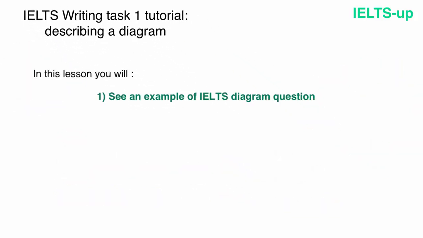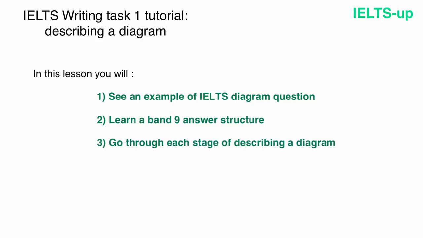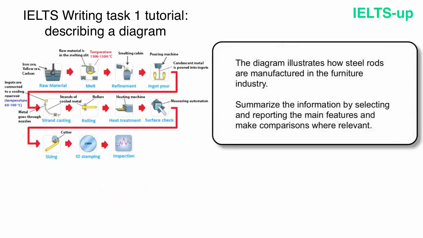In this lesson, we're going to see an example of a diagram question, learn a Band 9 answer structure, go through each stage of describing a diagram together, then learn useful vocabulary and produce a Band 9 answer. And here's how a writing Task 1 question with a diagram may look like. You've got a question card that gives you some basic information about your diagram, and you've got the diagram, which you should describe in your own words.